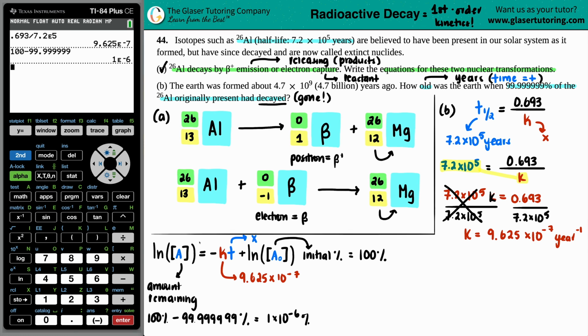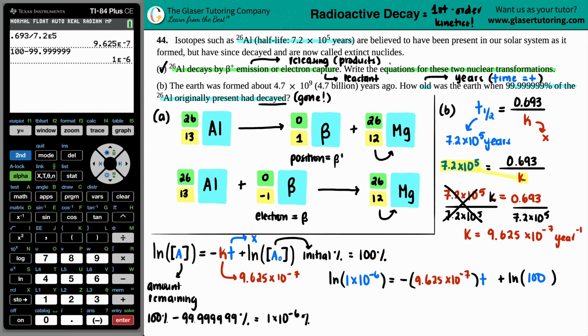So now, here we go. We're going to use this formula. We're going to plug it all in and solve for the time. So ln of the remaining equals negative, plus ln of the initial. We have 1 times 10 to the negative 6th percent that's remaining. This ln is going to be the initial, which was 100. We're going to solve for that time, and then we have the 9.625 times 10 to the negative 7th.